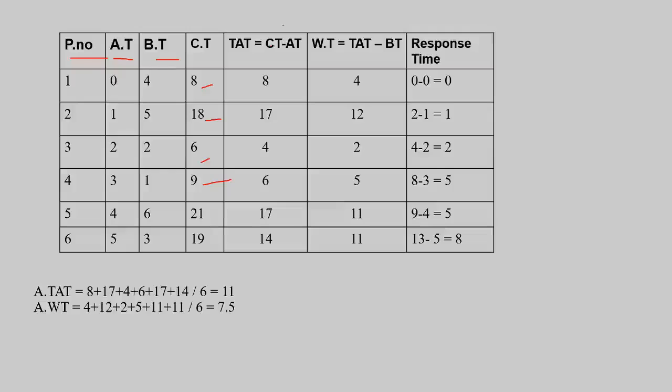Then find out completion time minus arrival time. Consider these columns, then you will get these values. Then find out waiting time, that is, turnaround time column minus burst time. You will get these values.